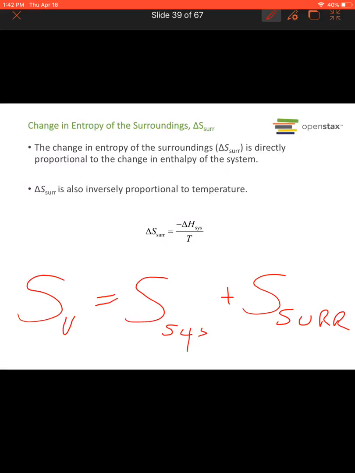And so how do we calculate delta S of the surroundings? Basically we take the negative delta H of the system and we divide that by whatever our temperature is. And we need to remember to convert our temperature into Kelvin.